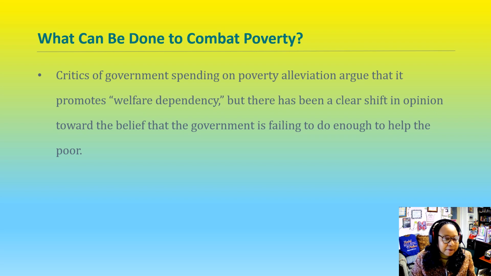What can be done to combat poverty? Critics of government spending on poverty alleviation argue that it promotes welfare dependency. But there's a clear shift in opinion toward the belief that the government is failing to do enough to help the poor. And we saw during the COVID epidemic that as we took macroscopic lenses and looked at poverty, we realized that it was not an individual choice, but rather there were a lot of societal influences that tend to promote the continuation of poverty.